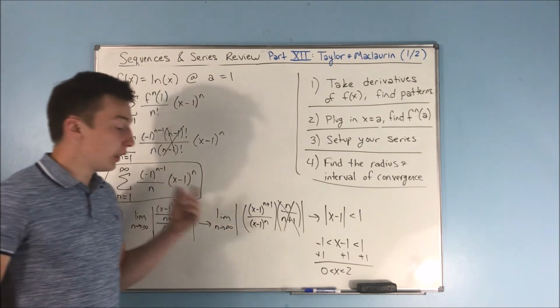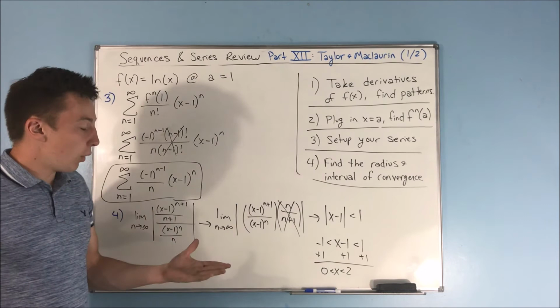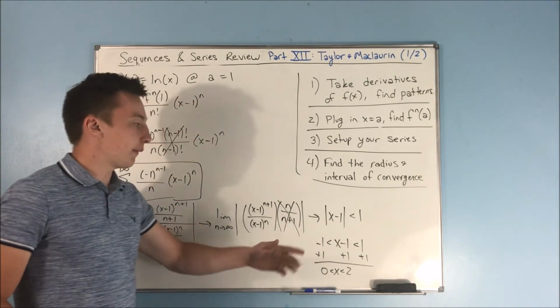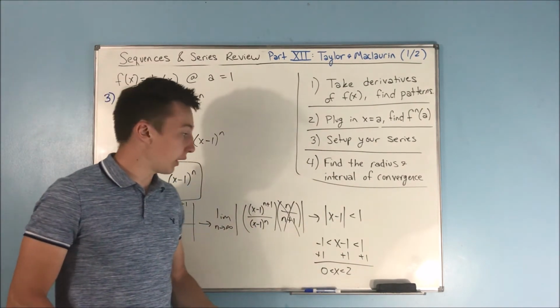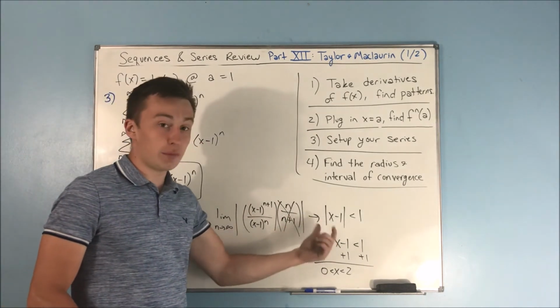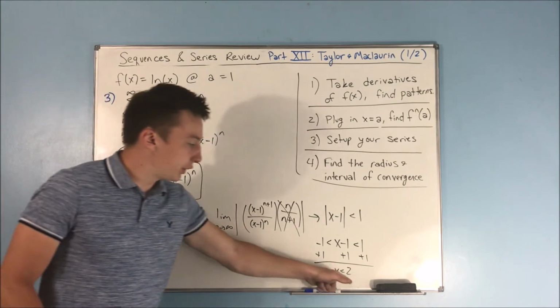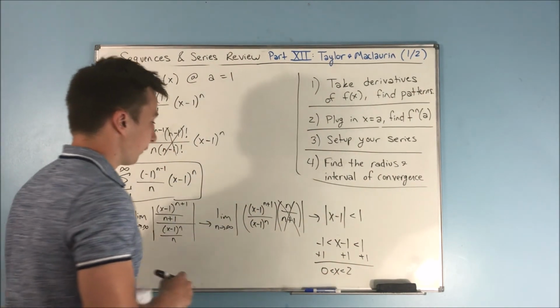But we will need to test the endpoints, because we need to see what happens when you have your absolute value of x minus 1 equal to 1. That's what happens at 0, and that's what happens at 2. You do 0 minus 1, you get a negative 1, and that absolute value is 1. So 0 and 2 make the ratio test inconclusive, and that's why we're checking the endpoints.